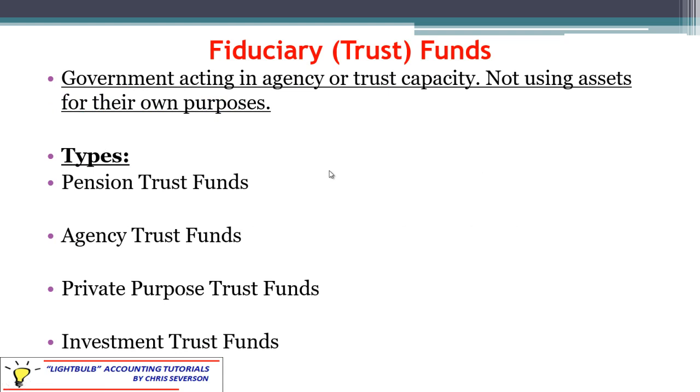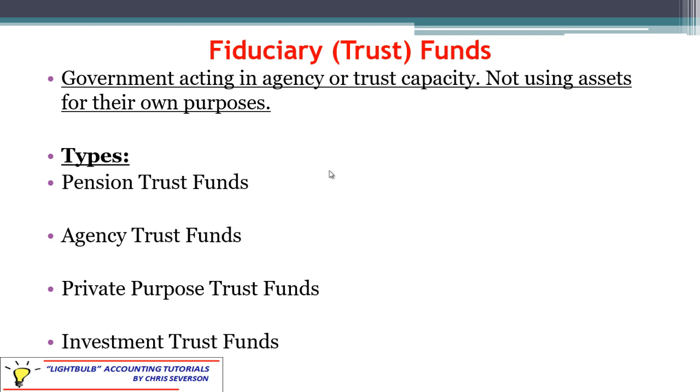Finally, we get to the fiduciary or trust funds. Now, this is where you have a government that's acting in the capacity as an agent or just a trustee. They're not using these assets to provide their own services. They're not using them to buy something, sell something, build a road, anything like that. They're holding on to the assets, the funds, temporarily, and then they're going to pass them on to whoever was entitled to them in the first place. So they're not using them. They're just temporarily holding on to them.